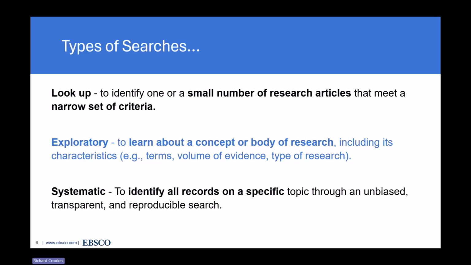So it could be a general scoping search, for example, but it could be more systematic. And this is where we're going to focus today, where you want to identify all records, or you might say the majority of records on a specific topic through an unbiased, transparent, and reproducible search. And of course, you'll need to report on those findings as well. That could be a systematic review, it could be a meta-analysis, or something more general than that. So we look at systematic literature searching essentially, which may or may not include systematic reviews.